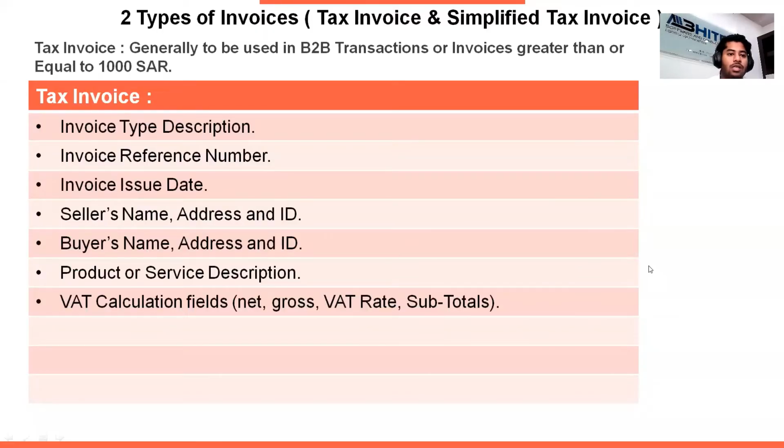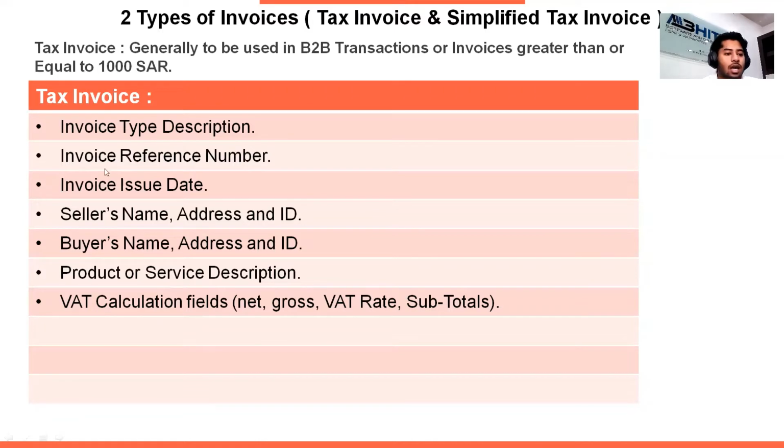So let us first look at what types of invoices need to be reported and what the features of these invoices are. Basically, there are two types of invoices: a tax invoice and a simplified tax invoice. A tax invoice is generally used in B2B transactions or invoices greater than or equal to 1,000 Saudi riyal. The tax invoice includes certain mandatory fields, and without these mandatory fields, an invoice is invalid and will not be considered legitimate.